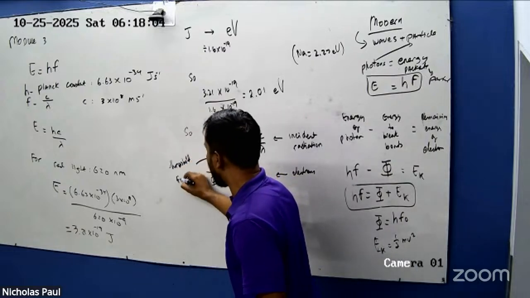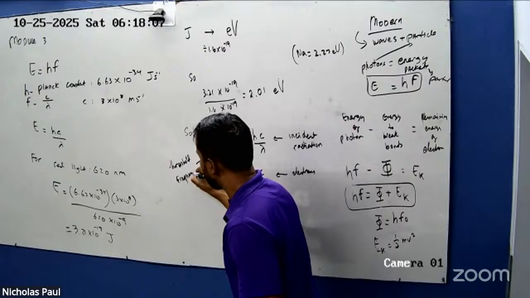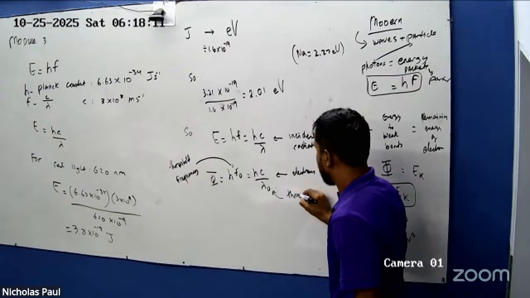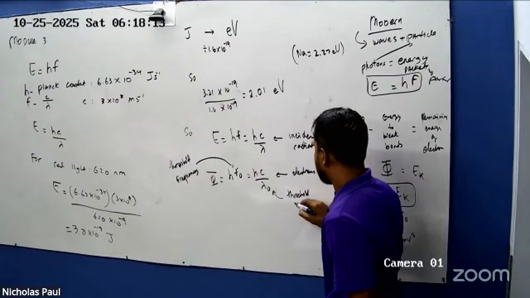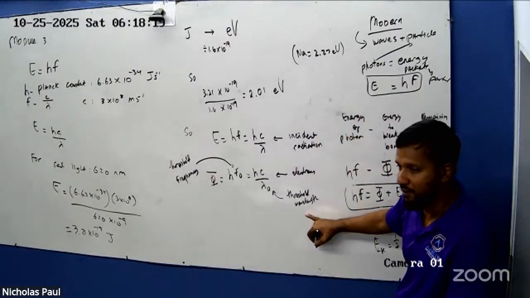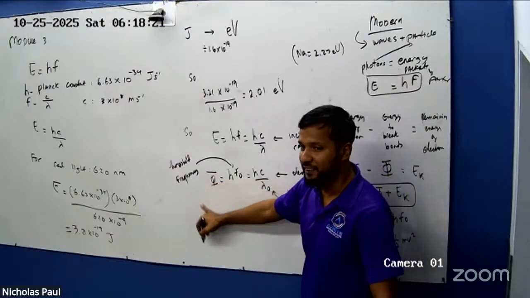Threshold frequency. Threshold wavelength is the largest wavelength. Threshold frequency is the smallest frequency.